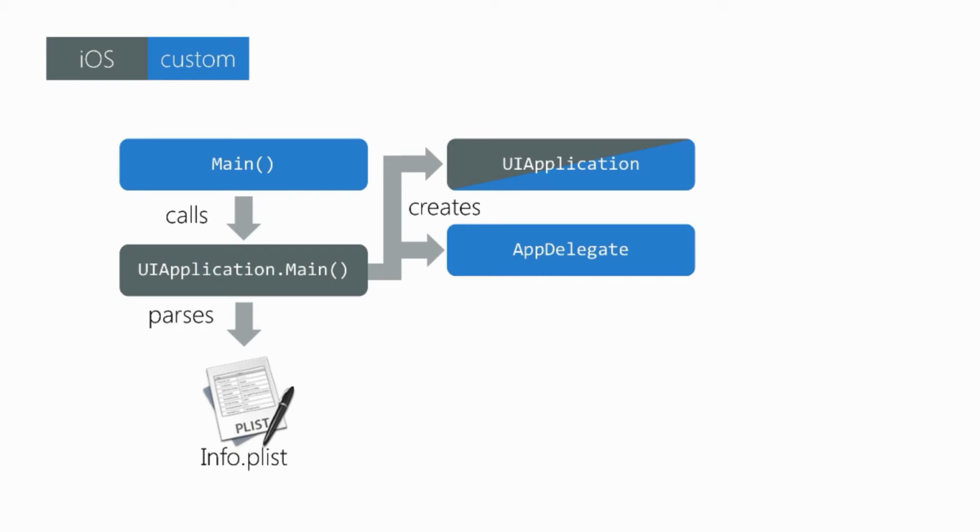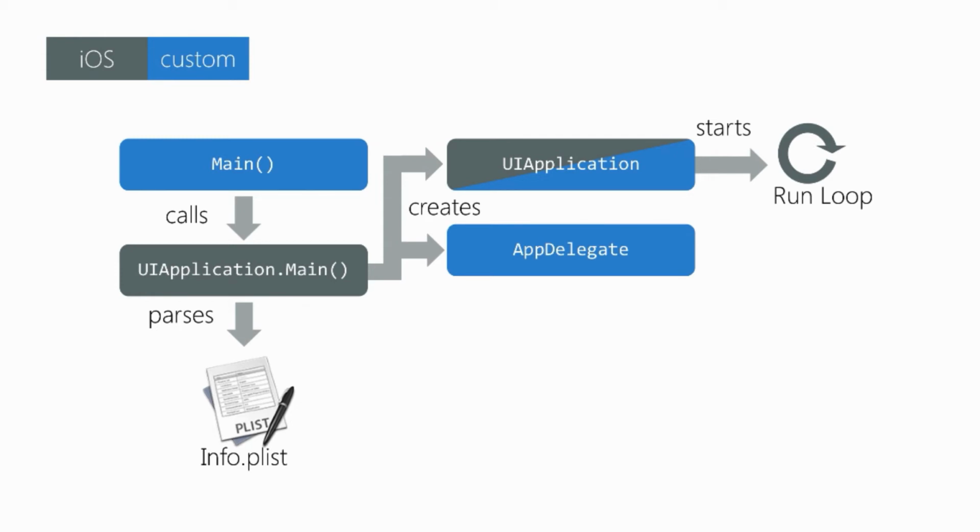UIApplication.main will also read the info plist, and it'll read those settings and populate the UI application and other internal data structures with the metadata. Now, the UI application class then starts the run loop. This is a message loop that processes the UI events from UIKit within our application and runs it continuously on the main thread of our app.